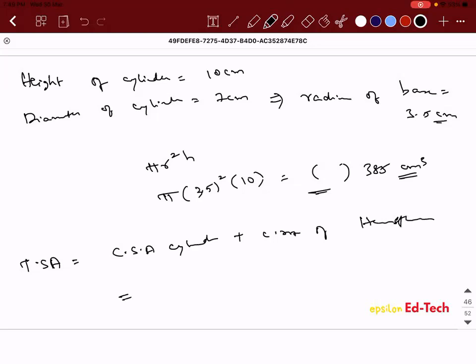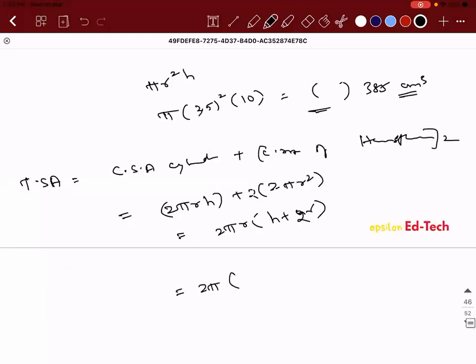Okay. What is the curved surface area of the cylinder? That is 2 pi r h plus what is the curved surface area of the hemisphere? That is 2 pi r square. CSA of hemisphere, no, sir? Oh, correct. Yeah, sorry. So 2 pi r square, I'm sorry. One cylinder only. 2 pi r into h plus 2 pi r square, so 2 pi r into h plus r.